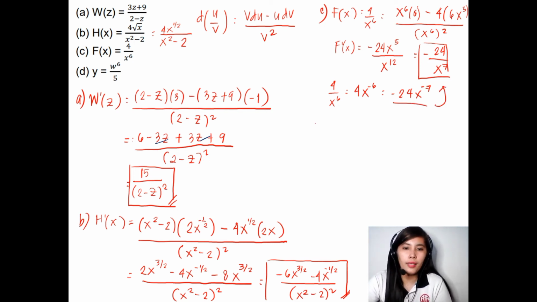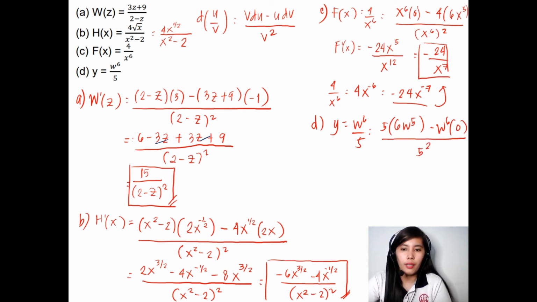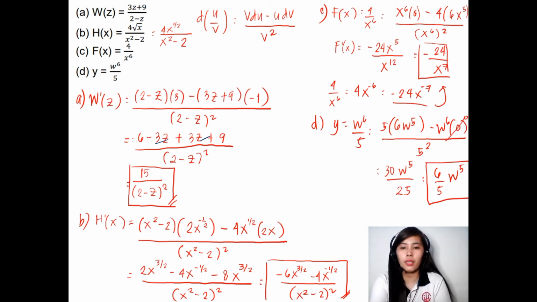Then the last item, y is equal to w raised to 6 over 5. So v is 5, du, the derivative of the numerator, is 6w raised to 5, minus u, w raised to 6, times dv, which is 0, over v squared, which is 5 squared. So we have 30w raised to 5 minus 0 over 25, which is also equal to 6 over 5 w raised to 5. So again, if this is the case, you can just apply the power rule. That's it.